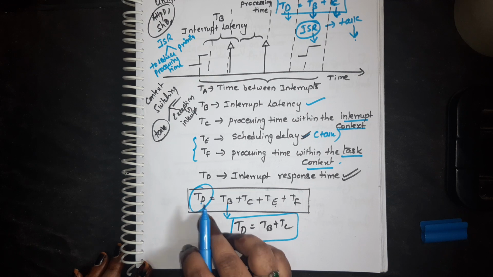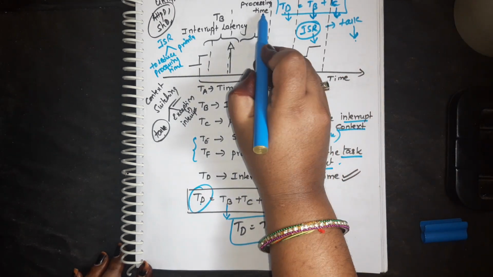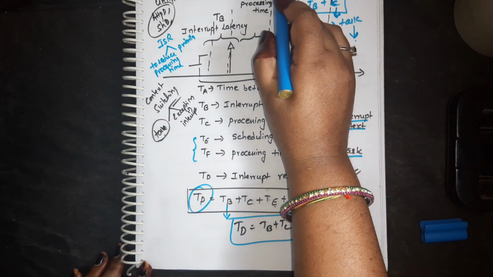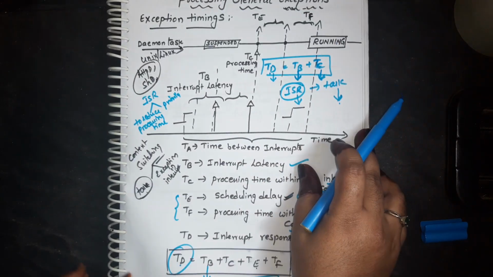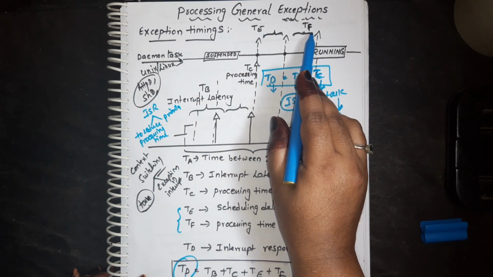So here in this case the interrupt response time will be increased only because of two times. The first one we are going to call TE, the scheduling delay, and the second one we are going to call the processing time.